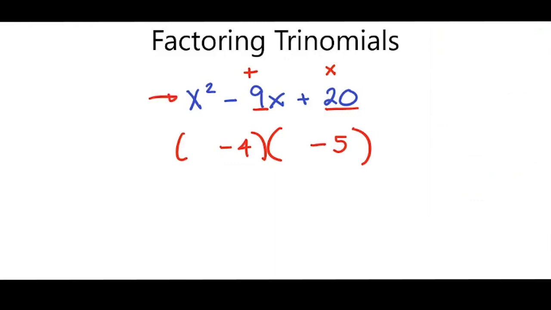So remember, we have an x squared here, so I'm going to factor that into each parenthesis. So my answer is x minus 4 times x minus 5. And that is how you factor trinomials.